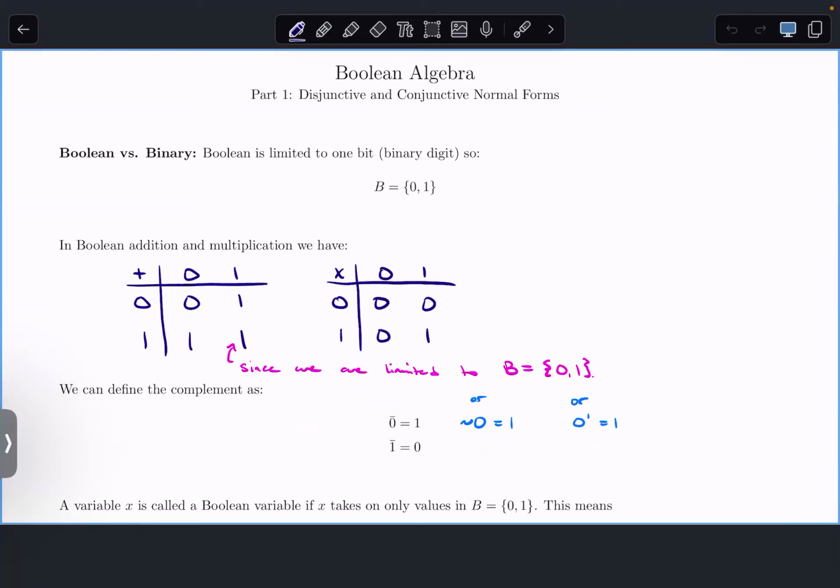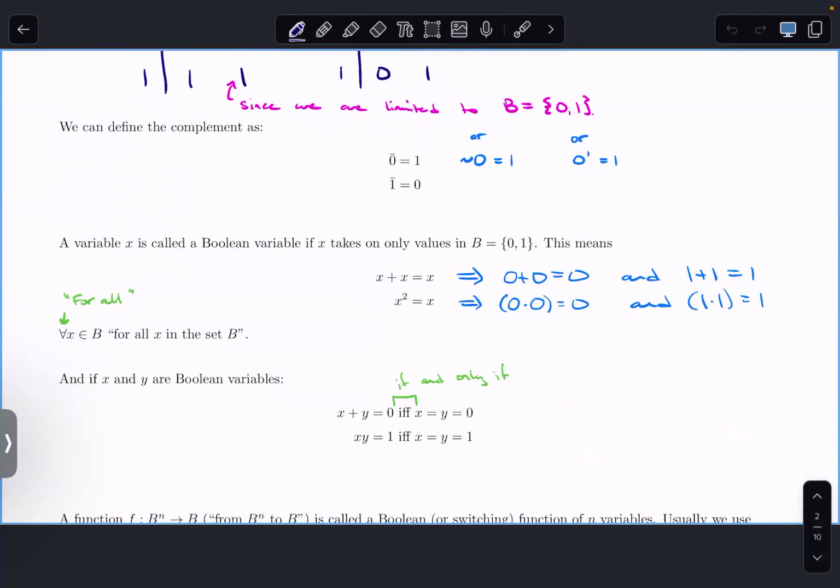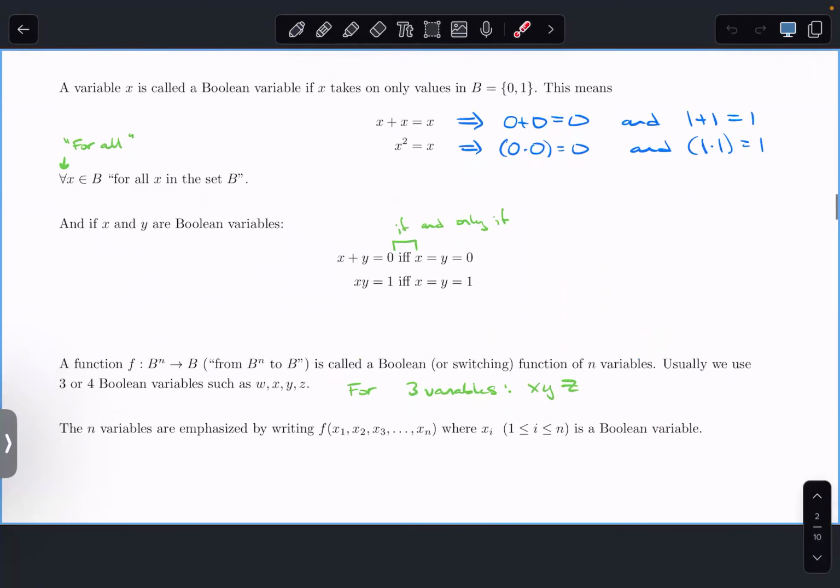So Boolean algebra, we can have Boolean addition and Boolean multiplication, which is different from binary, right? Because Boolean is just 0, 1, so you can't go to 1, 0 anymore. You have to just flip back, okay? And so these are the equivalent of just switches in a circuit, okay? And so what we can say is, there's kind of a lot of theory.